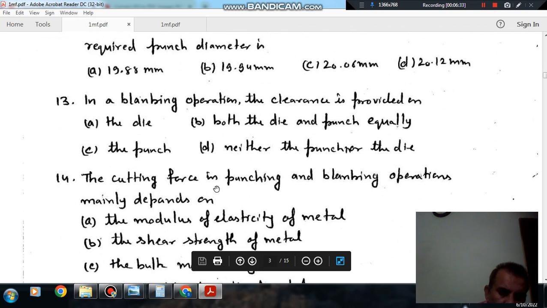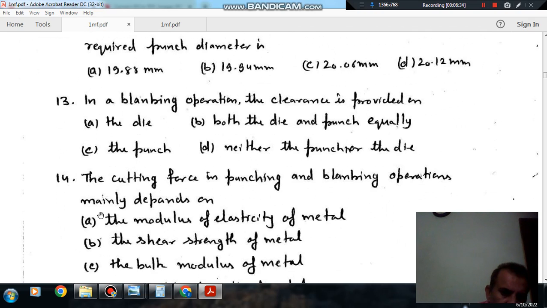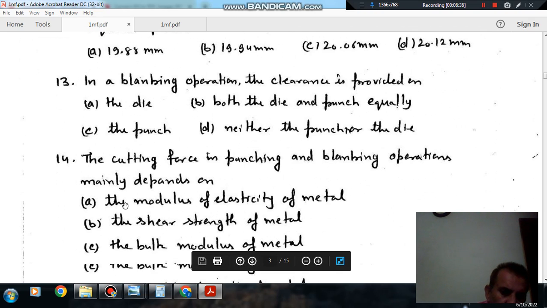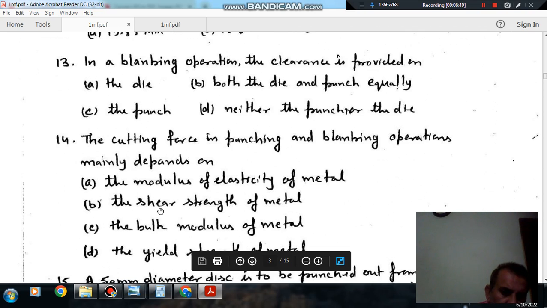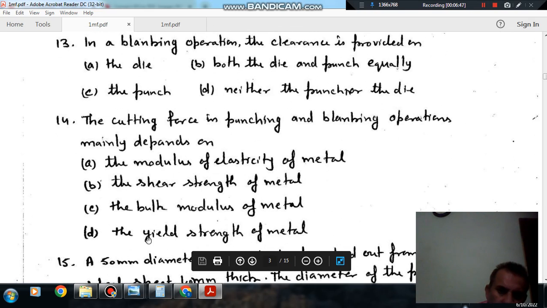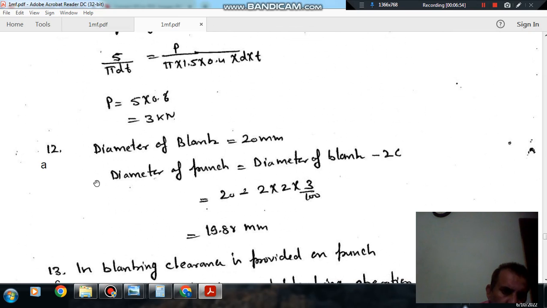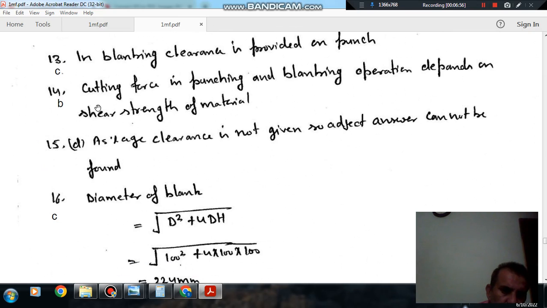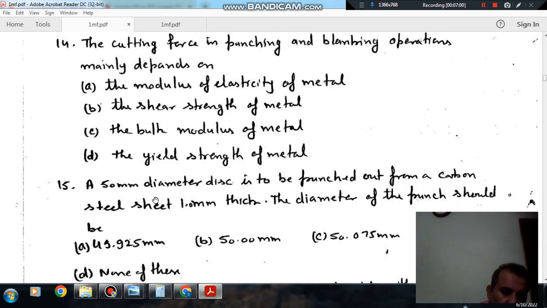Next, question number 14. The cutting force in punching and blanking operation mainly depends on option A, the modulus of elasticity of metal, option B, shear strength of metal, option C, bulk modulus of metal, option D, the yield strength of metal. So it depends upon the shear strength of the metal. Answer to 14 is option B.